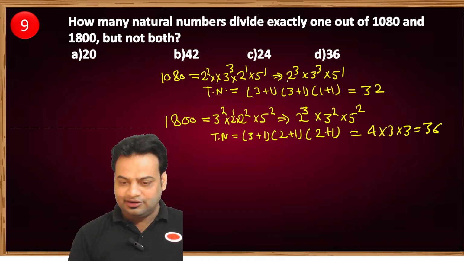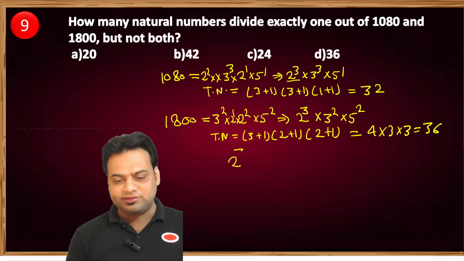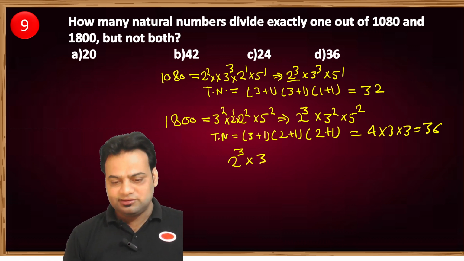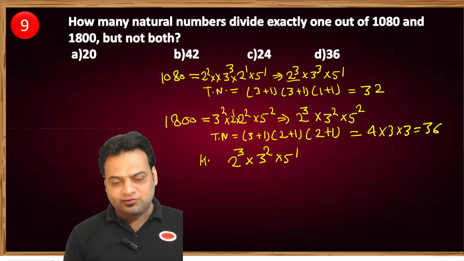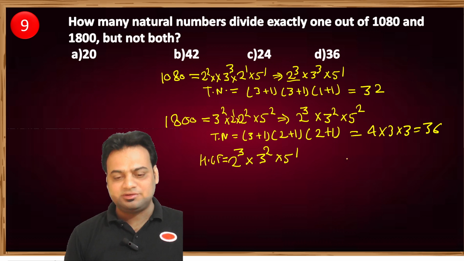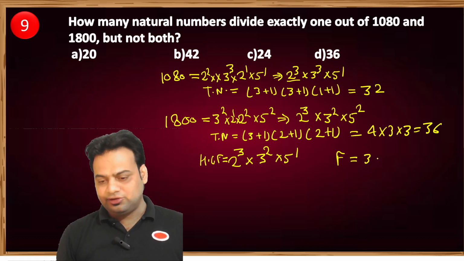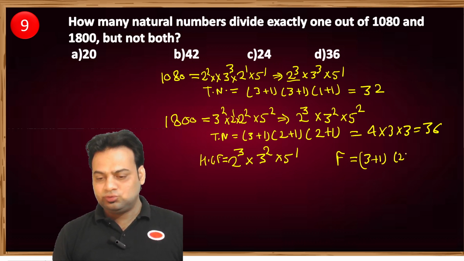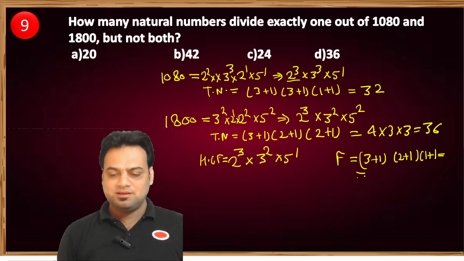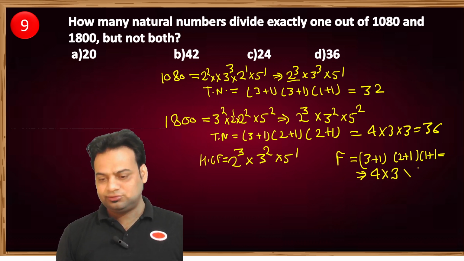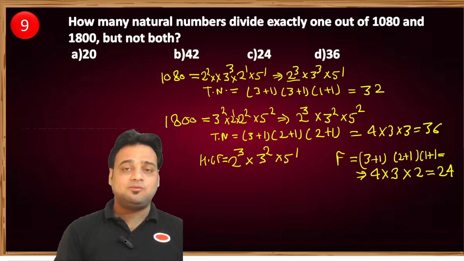Here 2 is common and its least power is 2 to the power 3, and similarly 3 is also common and its least power is 2, and 5 is 1. So that is the HCF of both numbers. The number of factors of the HCF is 3 plus 1, 2 plus 1, and 1 plus 1. So 4 into 3 into 2; 4 3s are 12, 2 12s are 24. So 24 factors are common to both.